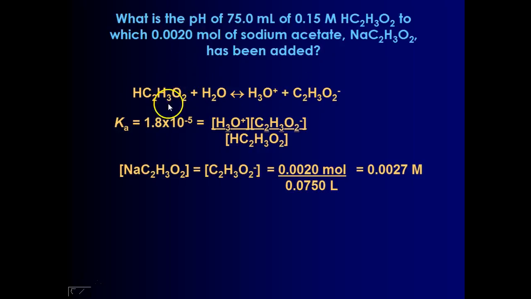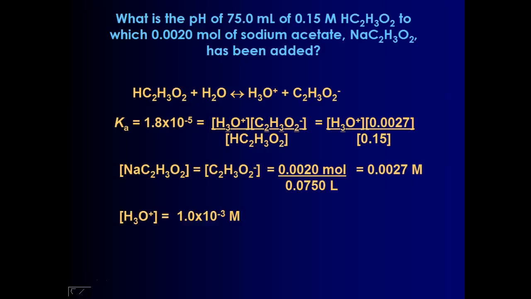What that's telling us now is that we have the concentration at equilibrium, 0.15 molar, of the acetic acid, and we have the concentration of acetate ions, 0.0027 molar. We also know our Ka value is 1.8 times 10 to the negative fifth. So if we know that, and we know the concentration of the acetate ions and the acetic acid, we should be able to find the hydrogen ion concentration. By solving for H3O+, we get that the concentration is 1 times 10 to the negative third molar. Our pH is the negative log of our hydrogen concentration, and so that would be 3. Okay?